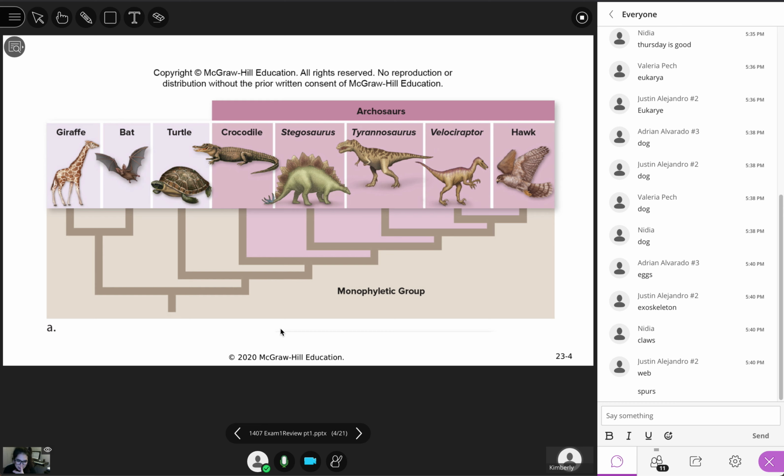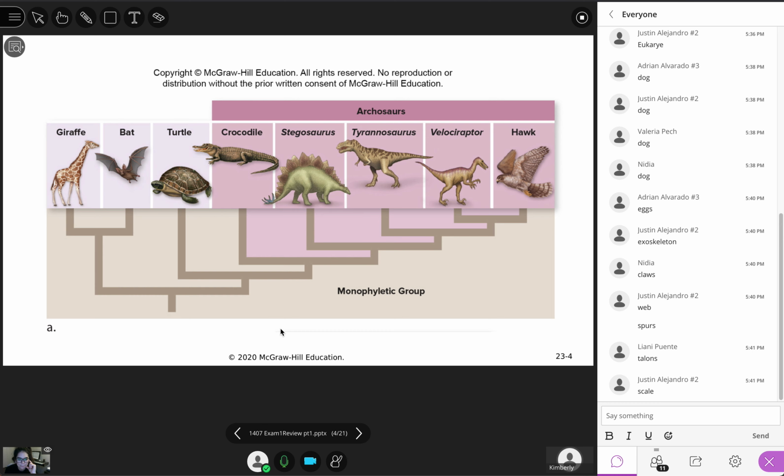Do they have spurs? I guess if it's a boy, I don't know if girls have spurs. But what else? How does it look? Something else about the feet. Yeah, there we go. Scales. If you look at a chicken's foot or a bird's foot, they have scales, just like a reptile.